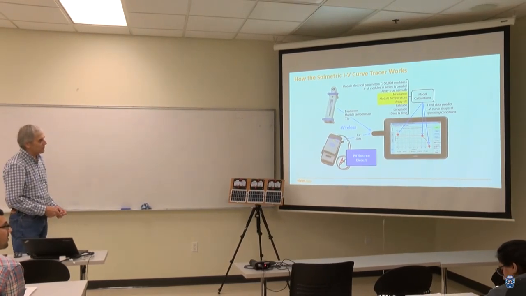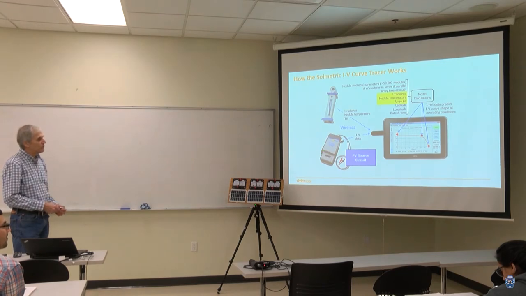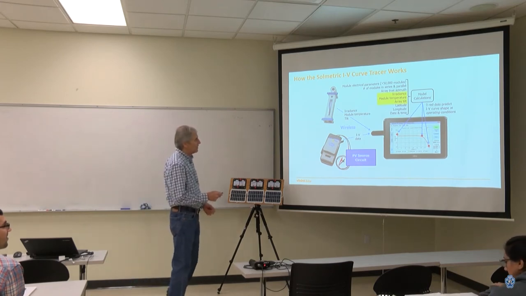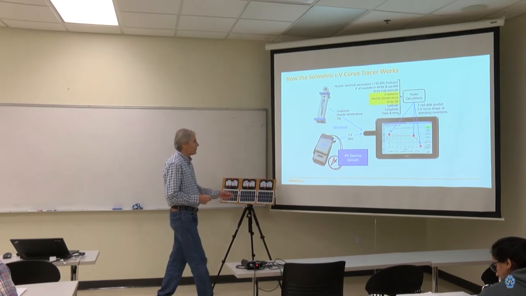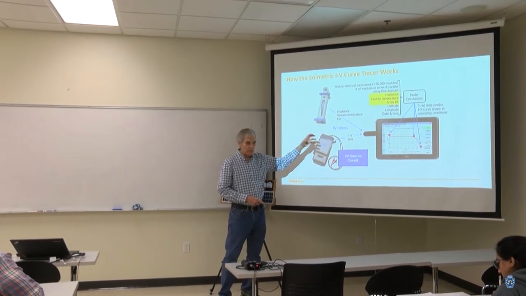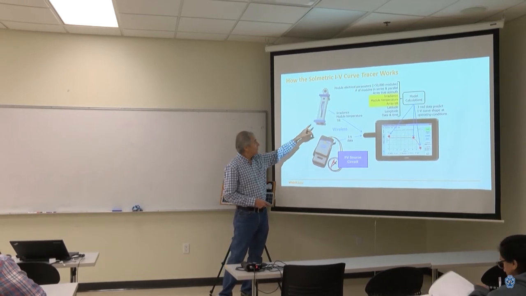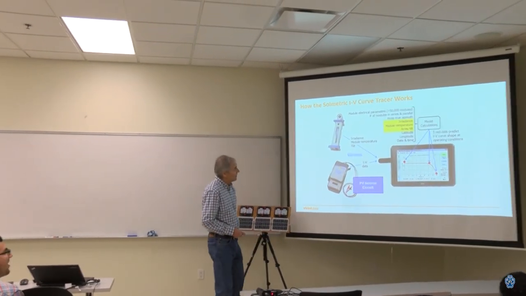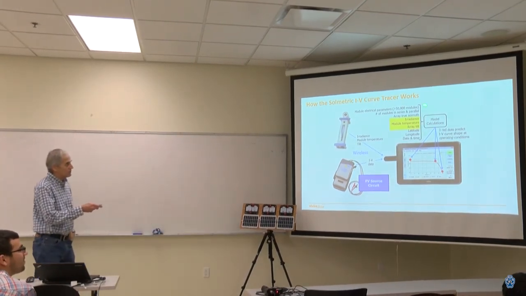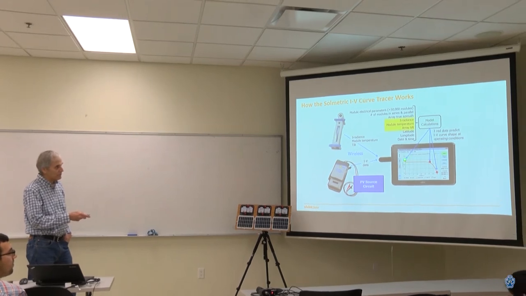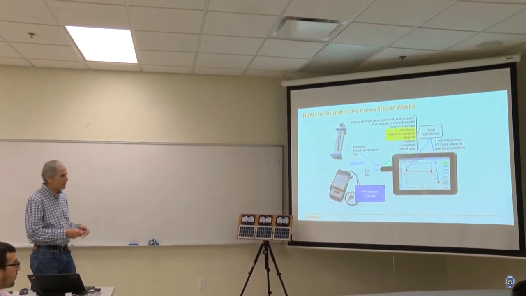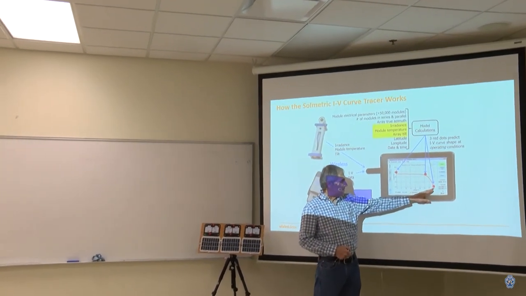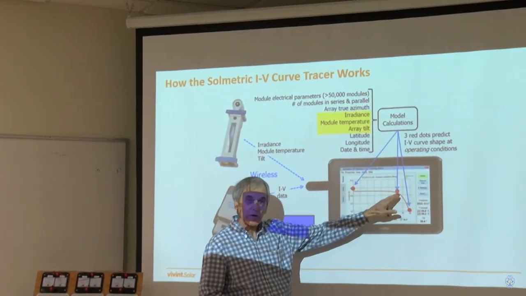So this is the Solmetric IV curve tracer and the polarization analyzer. This is an old slide. It's run now by a tablet, and it uses Wi-Fi to talk to the two instruments. This instrument is the curve tracer, and this instrument measures the amount of irradiance, or solar power, that's coming down at the moment, as well as the temperature of the module with a plug-in thermocouple, and the tilt of the module. All of that data goes into a model that predicts what the performance should be at the moment of the measurement, and that's represented by the three dots. This dot is the expected short circuit current, this is the expected open circuit voltage, and this is the expected max power point.